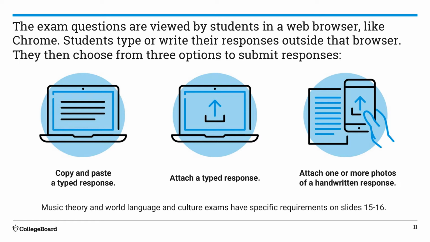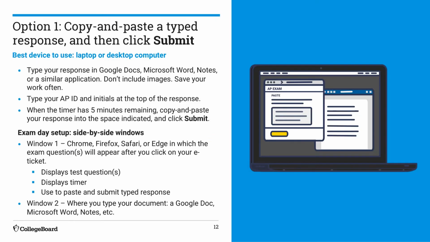Now, there's another way that some of you have asked about. Can I write it out on paper, take a picture on my phone, then upload it? You can do that. It just takes a little more time. So I'll explain that when we get there. So option 1 is to copy and paste a typed response. So you're going to have 2 windows open. You're going to have the browser with the AP questions.